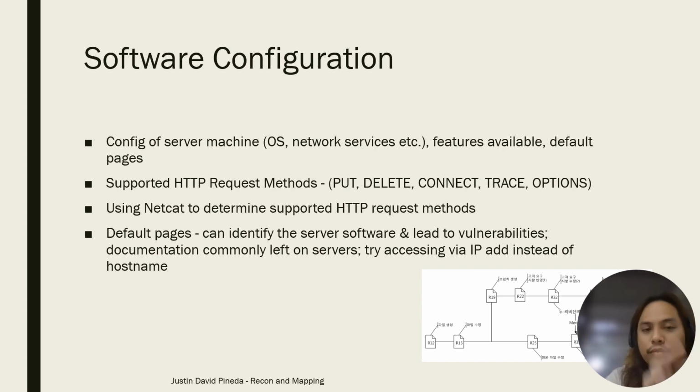Check the supported HTTP request methods, which we discussed. What are the allowed ones? What are the dangerous ones? Because dangerous HTTP methods are also considered a defect that needs to be fixed, as a low-level defect. You can use netcat to determine the supported HTTP request methods, and Nmap can provide you with that information as well. And then default pages: I think Daniel Messler has a GitHub for that, which we will show in a different video.